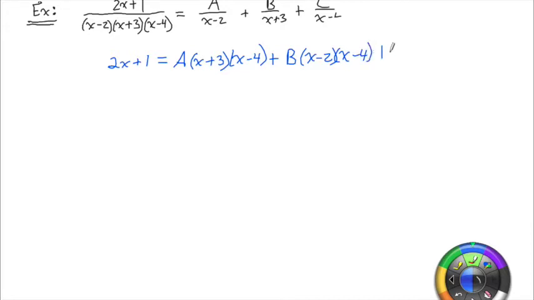And lastly, we'll get to the c. That's supposed to be a 4. The x minus 4s are going to cancel, and you're left with the other two factors. So it'll be c times x minus 2 and x plus 3.